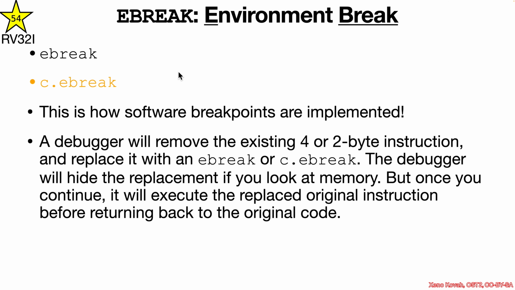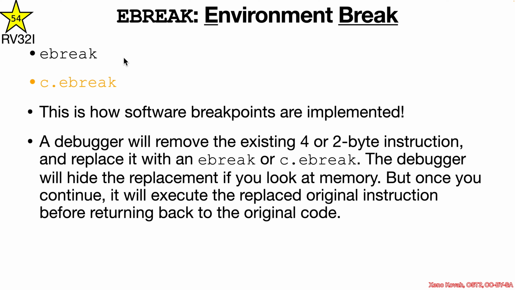So the next instruction is ebreak for environment break. And there's both an ebreak and a compressed ebreak, and this is how you do software breakpoints. So behind the scenes, when you set a software breakpoint in something like GDB, it's going to actually take the location that you specify the breakpoint should occur. If it was a 4-byte instruction, it is going to remove the instruction and insert an ebreak instruction. If it was a 2-byte compressed instruction, it's going to insert a compressed ebreak instead.